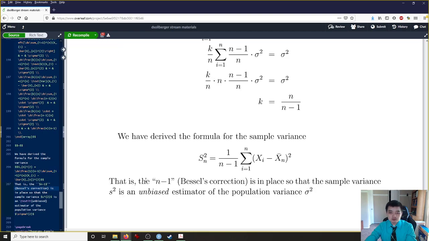More verbosely, the n minus 1, which in literature is called Bessel's correction, is in place so that the sample variance is an unbiased estimator of the population variance sigma squared. That is to get everything to work out correctly from going from a relatively small sample to the larger population. This is the justification of why we divided by n minus 1.